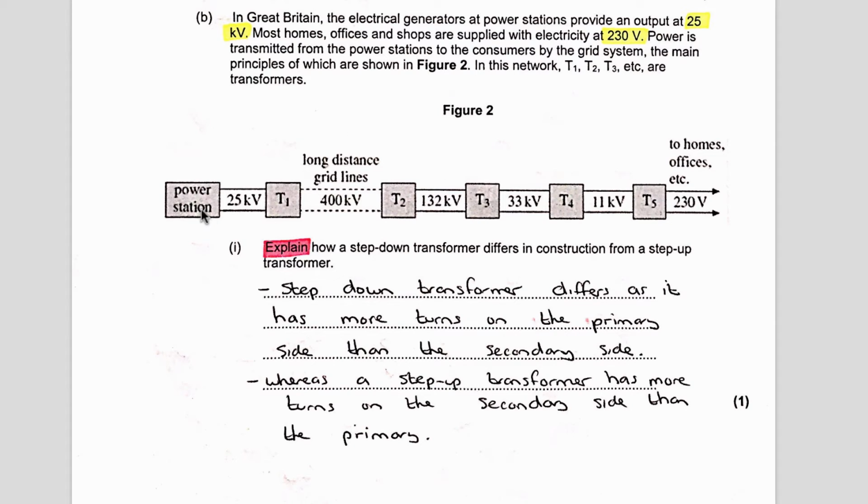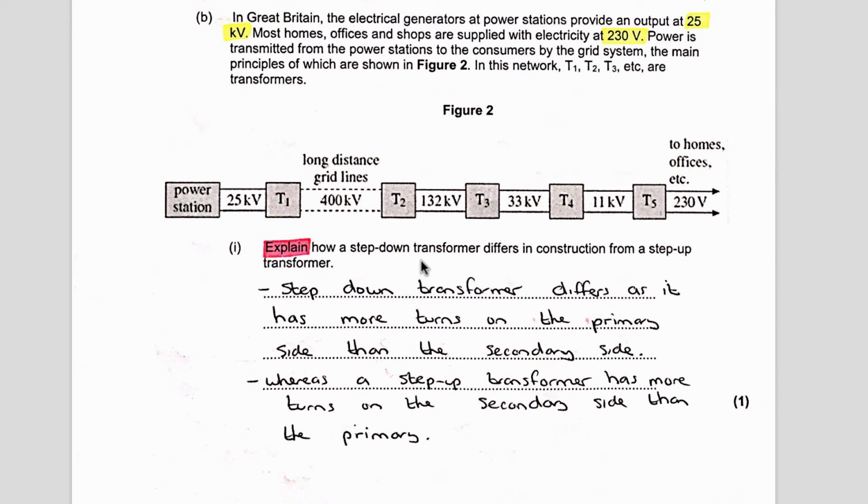So you have your power station, which generates electricity at 25,000 volts. There's then a step-up transformer, which steps up to a very high voltage, and so the current goes down. And then it gradually gets stepped down via a series of step-down transformers down to the voltage that we want in our homes, etc.